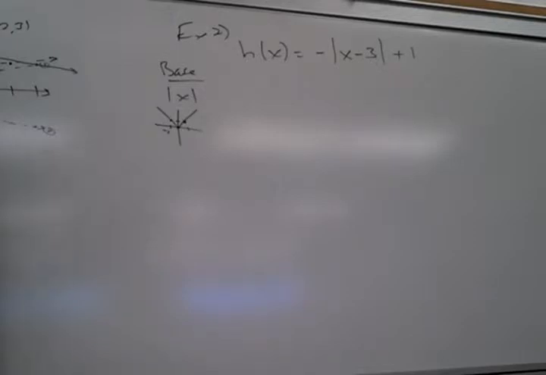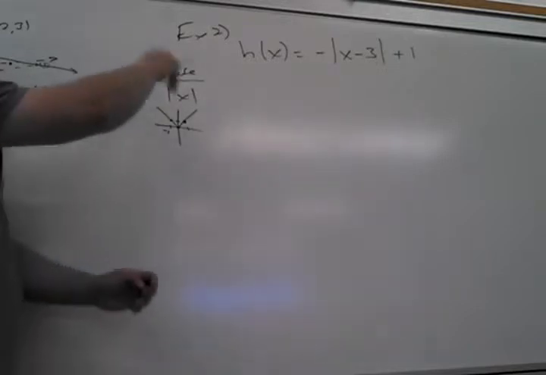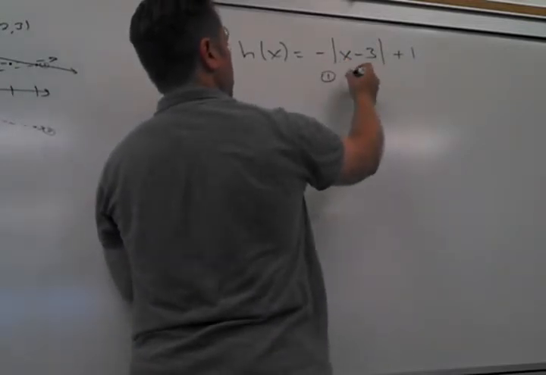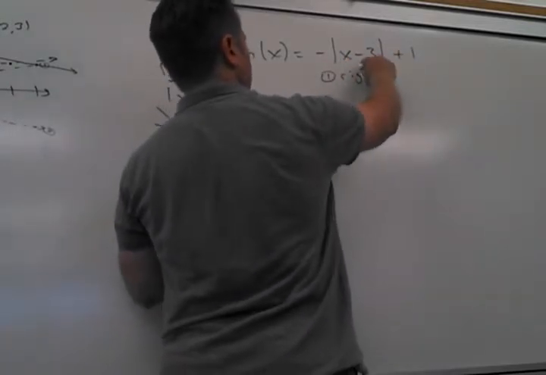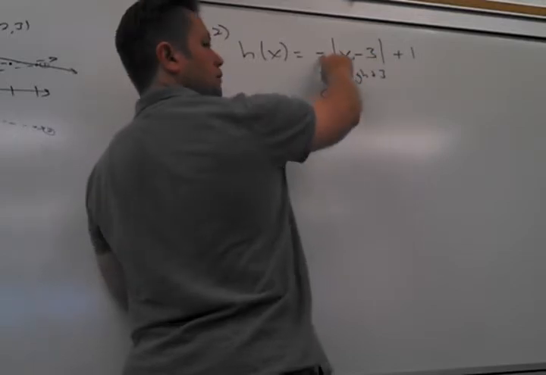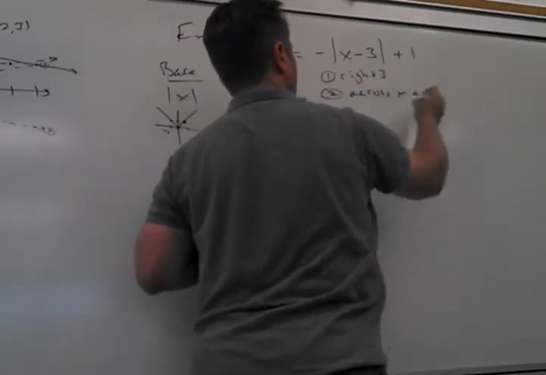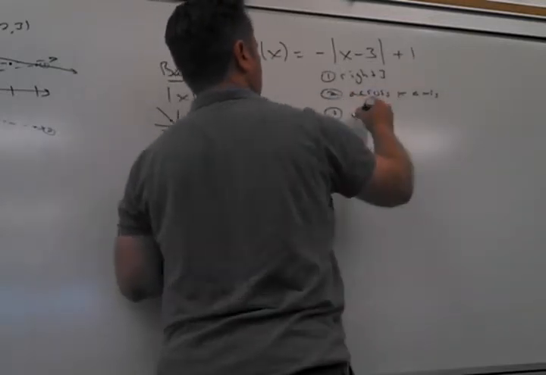Okay, good. So it's the same thing we just did with the radical. Same idea. And now, what are my three transformations here? Right 3. Good, do inside first. Across the x-axis. Yeah, cross the x-axis. Up 1. And then up 1 only.